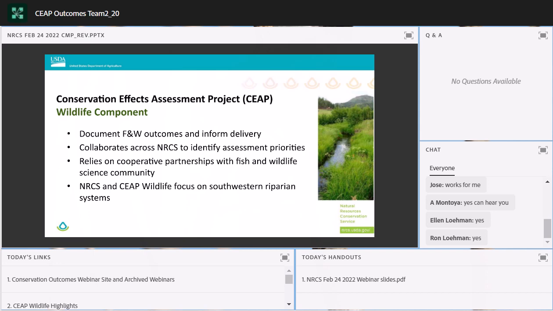We work across agency divisions and headquarters, our state offices and others to identify the priority assessment needs that we conduct. We rely on cooperative partnerships with the wildlife science community, including universities, NGOs, and state and other federal agencies. Since 2005, CEAP Wildlife has been supporting outcome-based assessments through over 80 different cooperative agreements with our science partners. Assessment findings, reports, and other documents can be found on the CEAP website included in today's links.